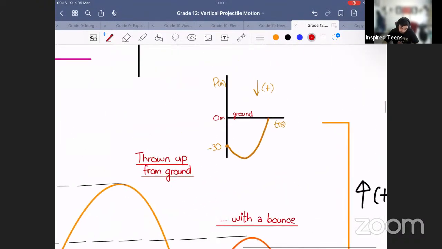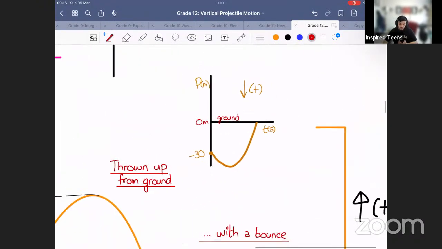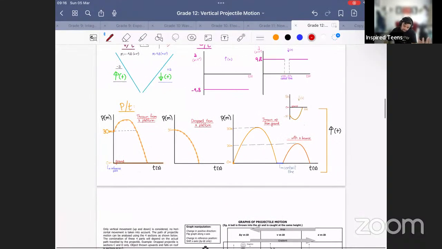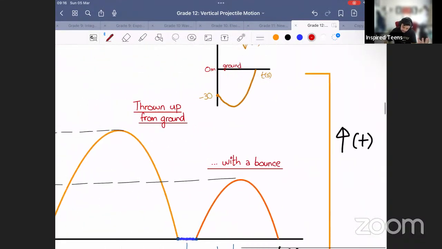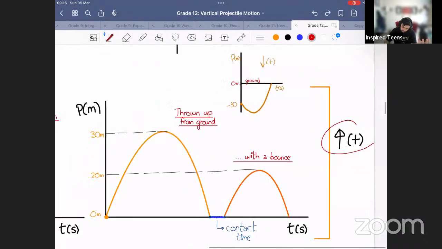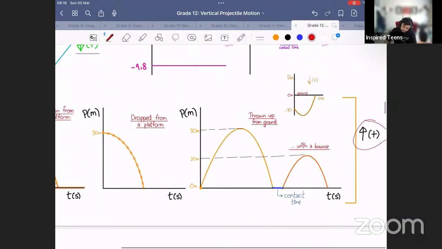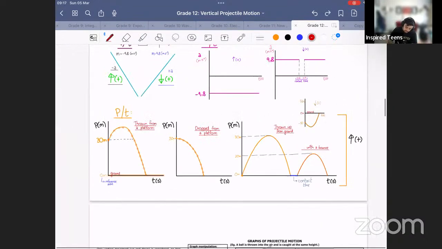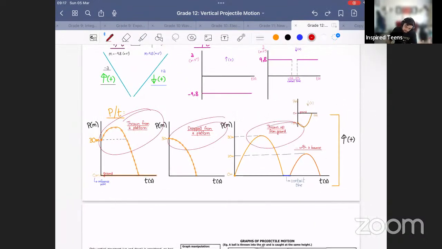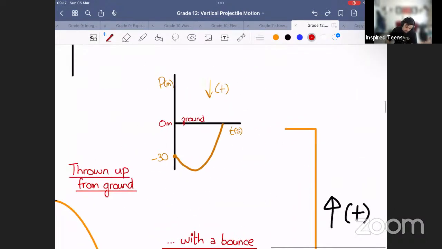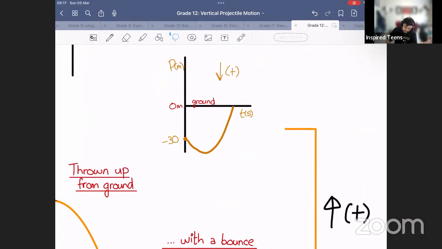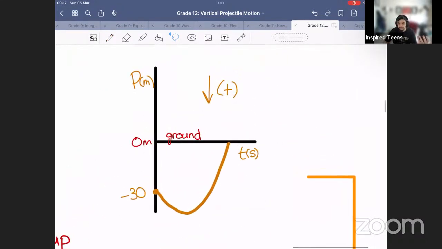Now, all of these examples, as you can see as depicted here, are for when up is taken as positive. So graphs 1, 2, and 3 are for when up is taken as positive. All of them would flip on the x-axis if down is taken as positive.